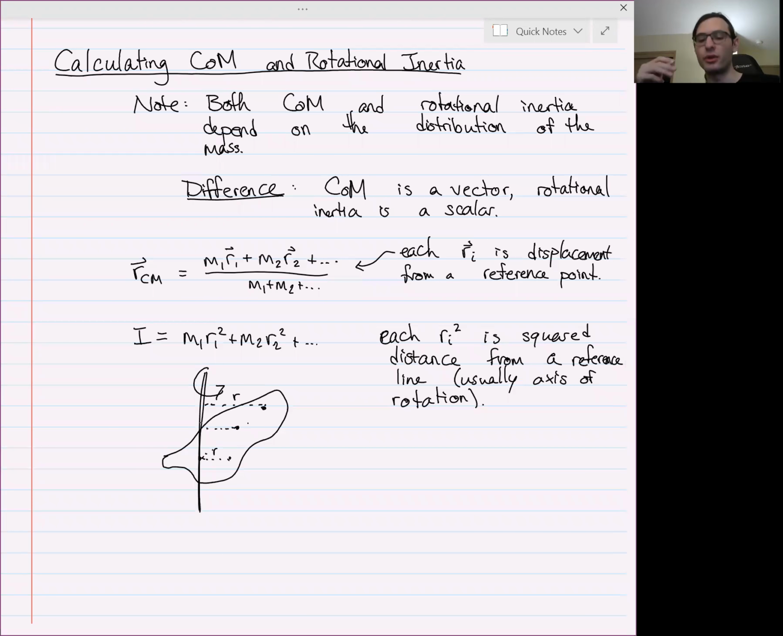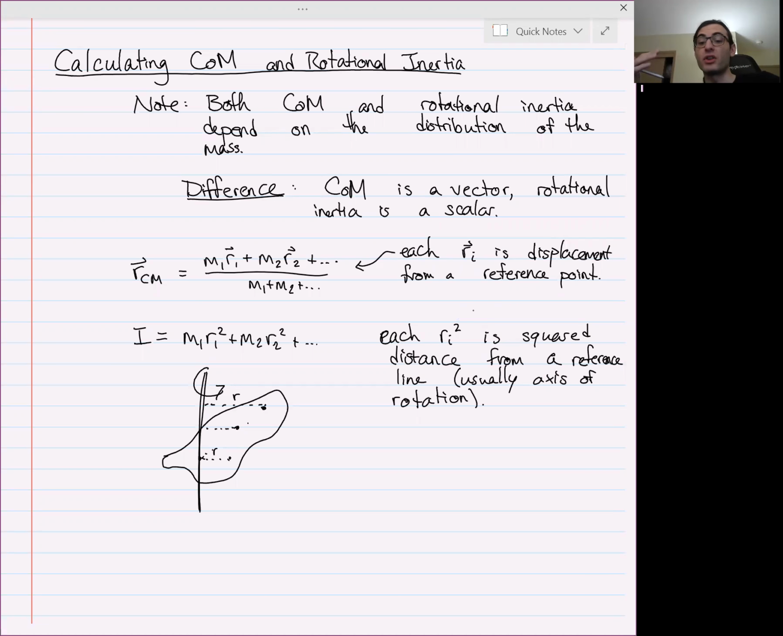But okay, yeah, I'll repeat it again. So unlike a center of mass, which is displacement from a particular reference point, like you pick an origin and then you figure out where is the center of mass relative to that origin. So the vector would point from your origin to the center of mass. Moment of inertia, the ri squared, that r represents the distance from somewhere on a reference line, which is usually the axis of rotation, to the point of interest.